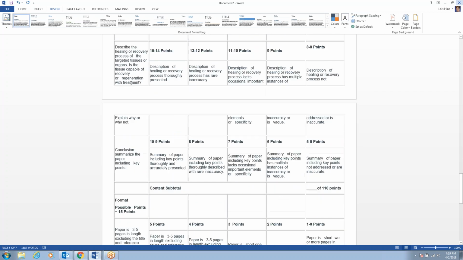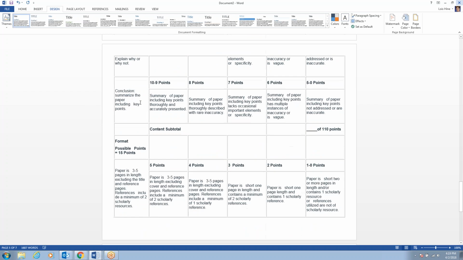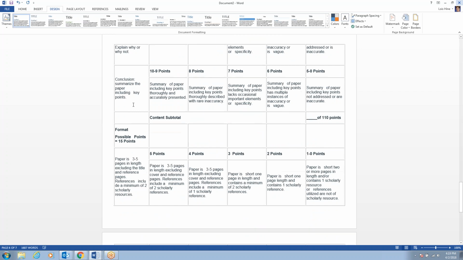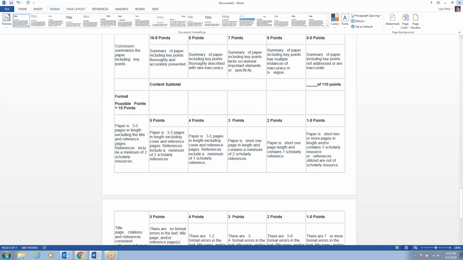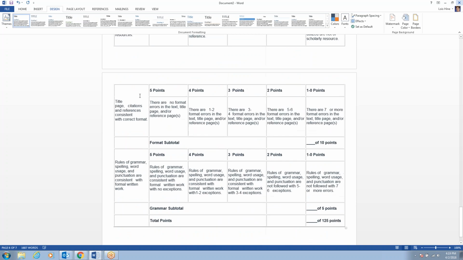Recovery or healing process, again, same thing. Is there a chance for regeneration? Are the tissues going to heal? And then your conclusion, which is your key stuff, key points of your paper. Paper is 3 to 5 pages. That doesn't include your reference or title pages. So make sure you have the bulk of it in there.